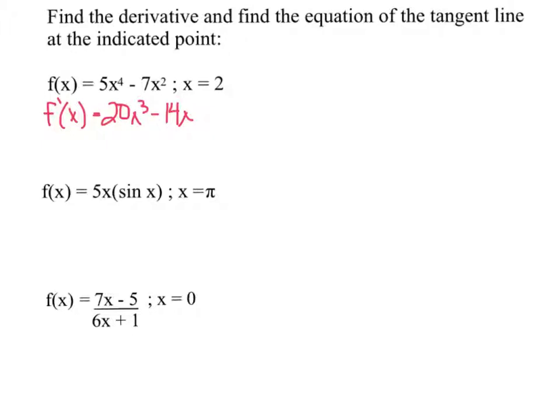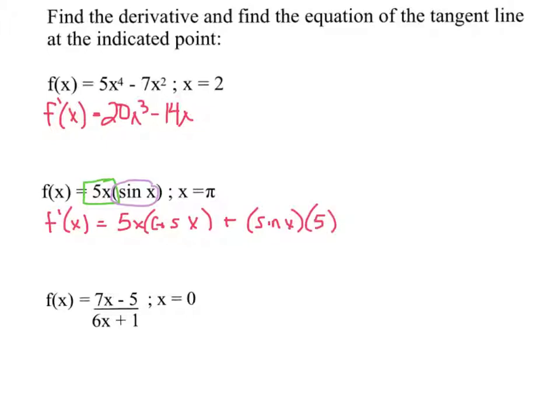Next, we've got to do the derivative of 5x multiplied by sine x. Let me just remind you, here we have a product. So we've got two terms, 5x and sine x. Okay, so in the product rule, remember we always do first multiplied by derivative of the second. Derivative of sine is cosine. Plus the second multiplied by derivative of the first, which is 5.